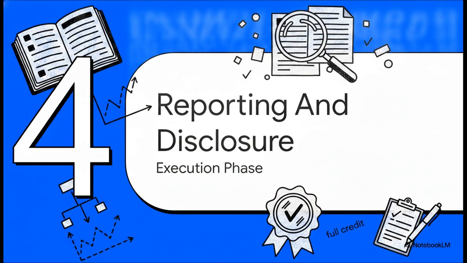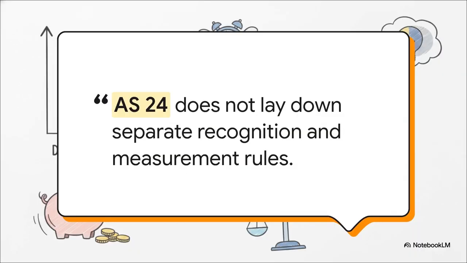Which brings us to Section 4, Reporting and Disclosure Rules. We are now in the execution phase. This is what you actually have to write down in the financial statements to get full credit. And honestly, this brilliantly illustrates one of the coolest, most unique things about AS24.